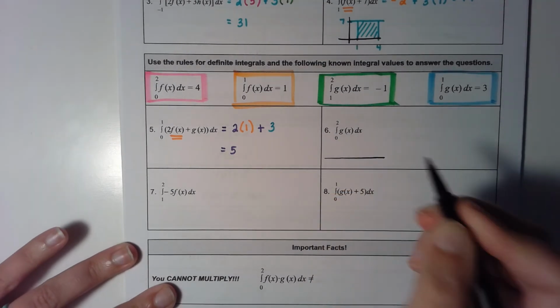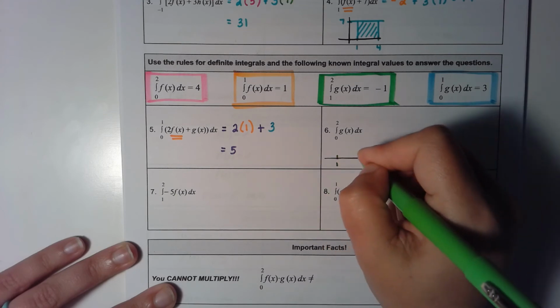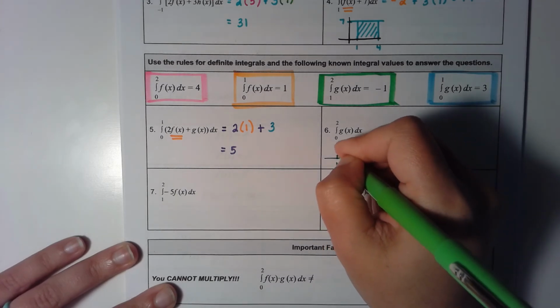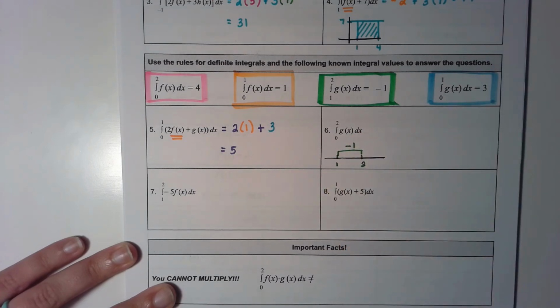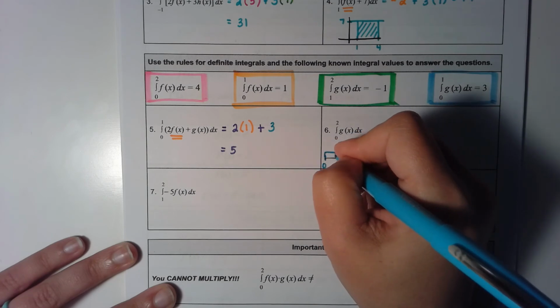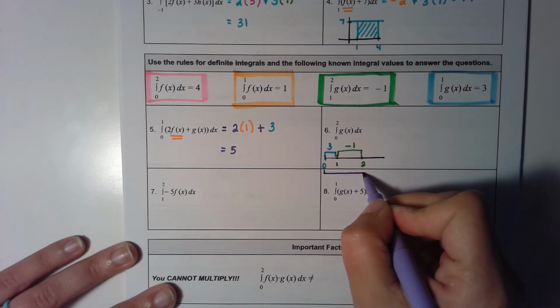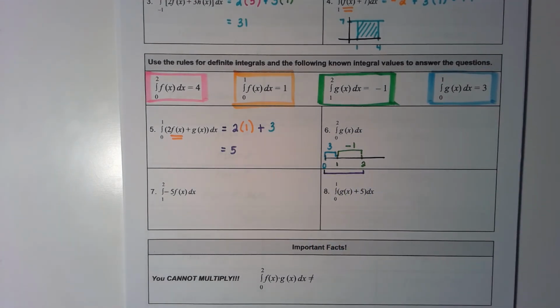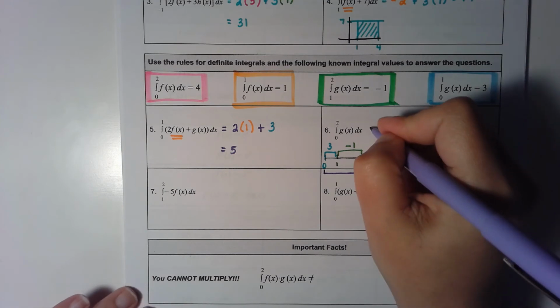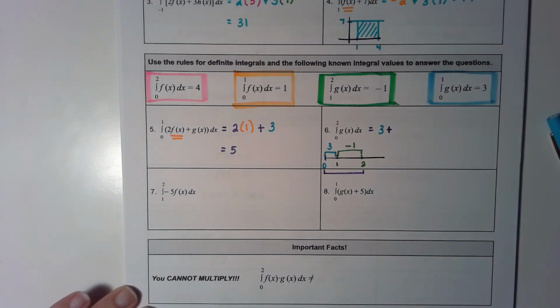So I know on my number line from 1 to 2 is worth -1. And I also know that from 0 to 1 is worth 3. I want to know, how can I go from 0 to 2? Well, if I've got the little piece and the little piece, I'm going to add them up to get the big piece. So I'm going to do 3 plus -1, which is going to give me 2 as my area.